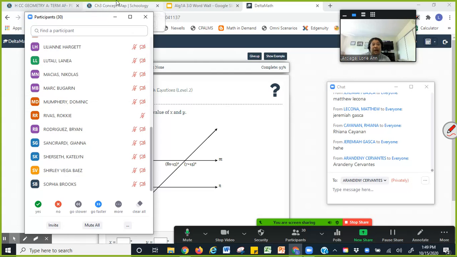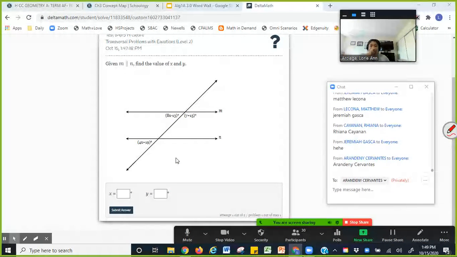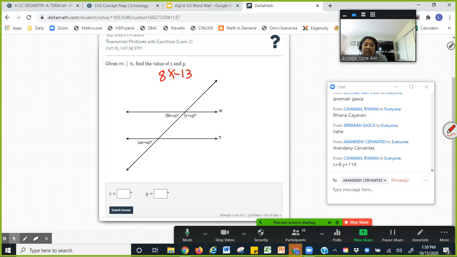All right, so going back. Any answers you got for this? We can start with these two. I think the safest way is to start with those that have the same variable. So x is equal to 8. When you make these two equal because they're corresponding, 8x minus 13 is equal to 4x plus 19. So you get 4x is equal to 32, right? So x is equal to 8. Yep, Brianna.